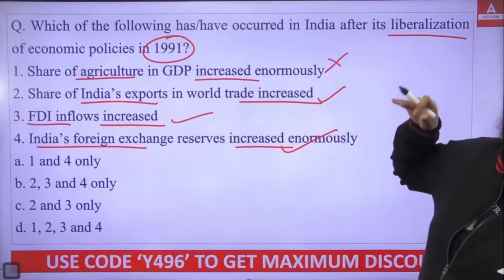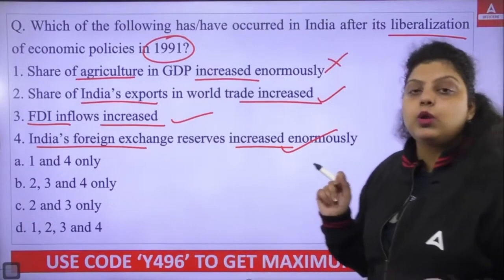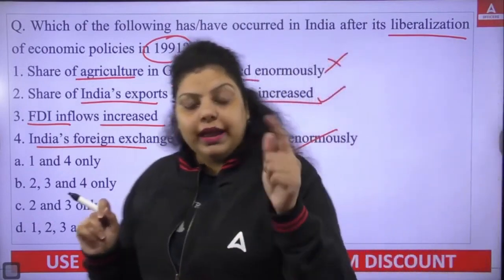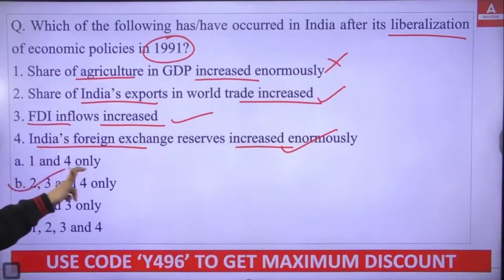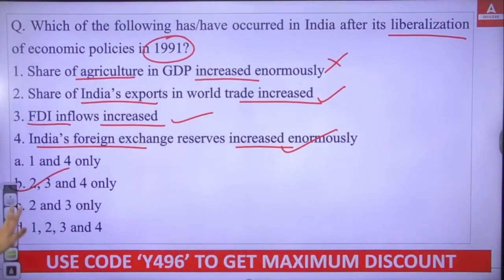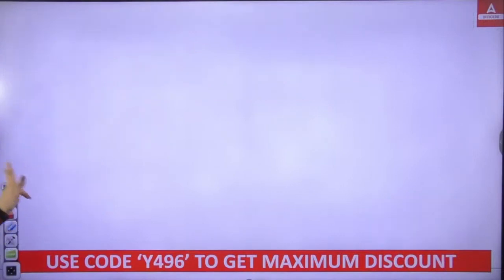But the first is not. Agriculture share is decreasing after the liberalization, and the service sector contribution is increasing. So the right answer will be B. Second, third and fourth, not the first one. Second, third and fourth are correct in context to what happened in India after the liberalization. So the right answer will be option B.